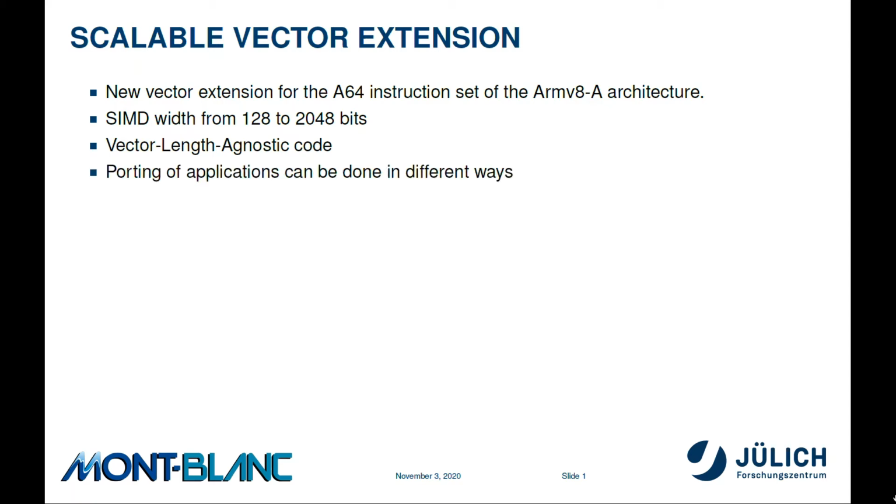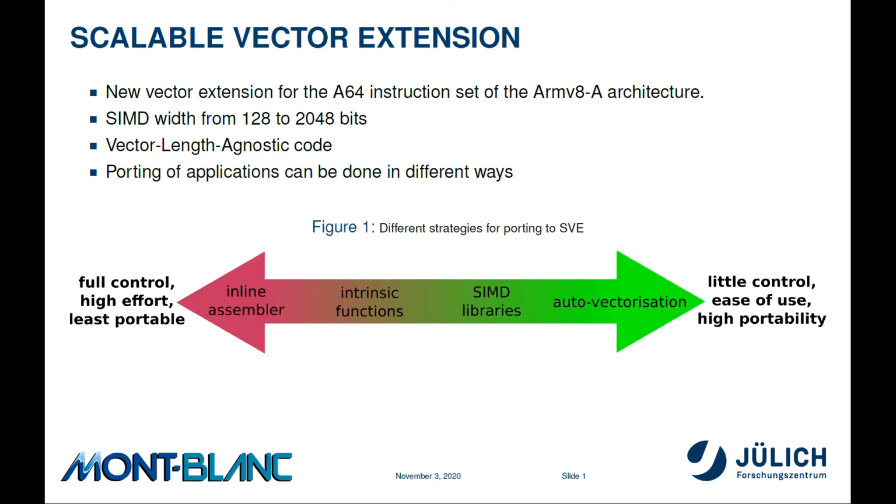When porting applications to new SIMD architectures, there are many different strategies on how to do so. If the application kernels are very performance critical, the developer might use inline assembly or intrinsic functions. This gives very high control over the code, but also requires more effort. If one aims for high portability and less effort, it might be a good idea to use SIMD explicit libraries or simply rely on compiler auto-vectorization, which is the main topic of this video.